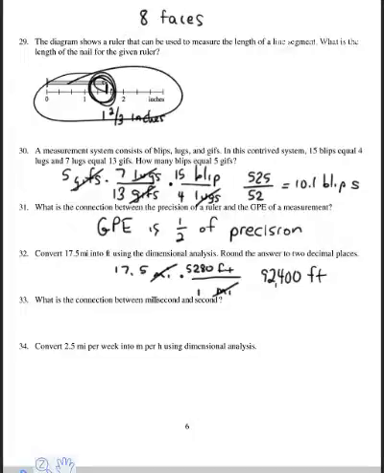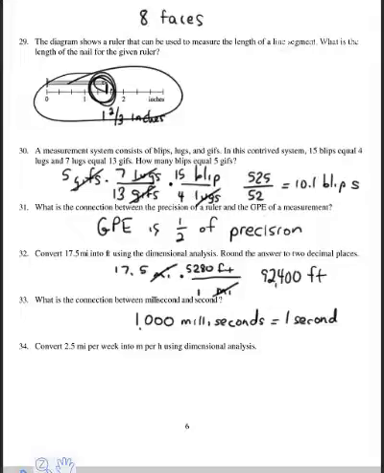What is the connection between millisecond and second? Well, there's 1,000, that's what milli means. Milli means 1,000, so 1,000 milliseconds equal 1 second.